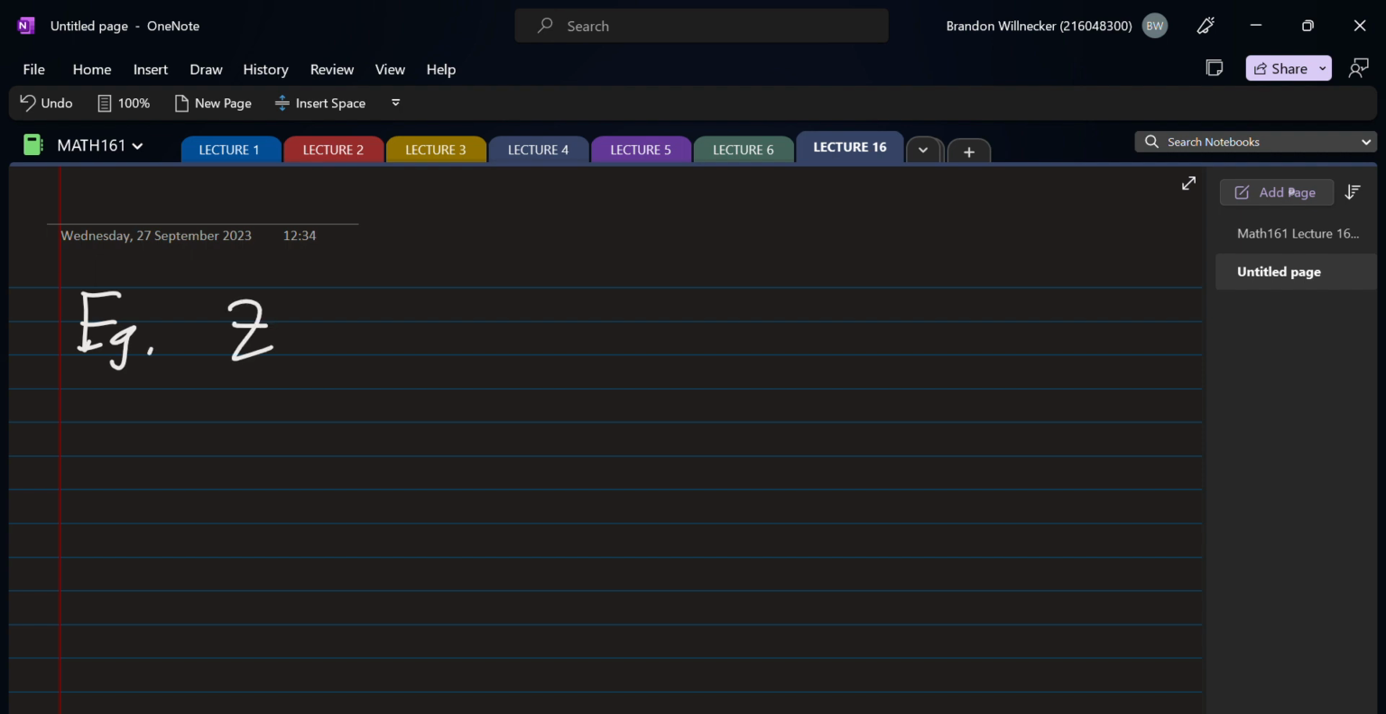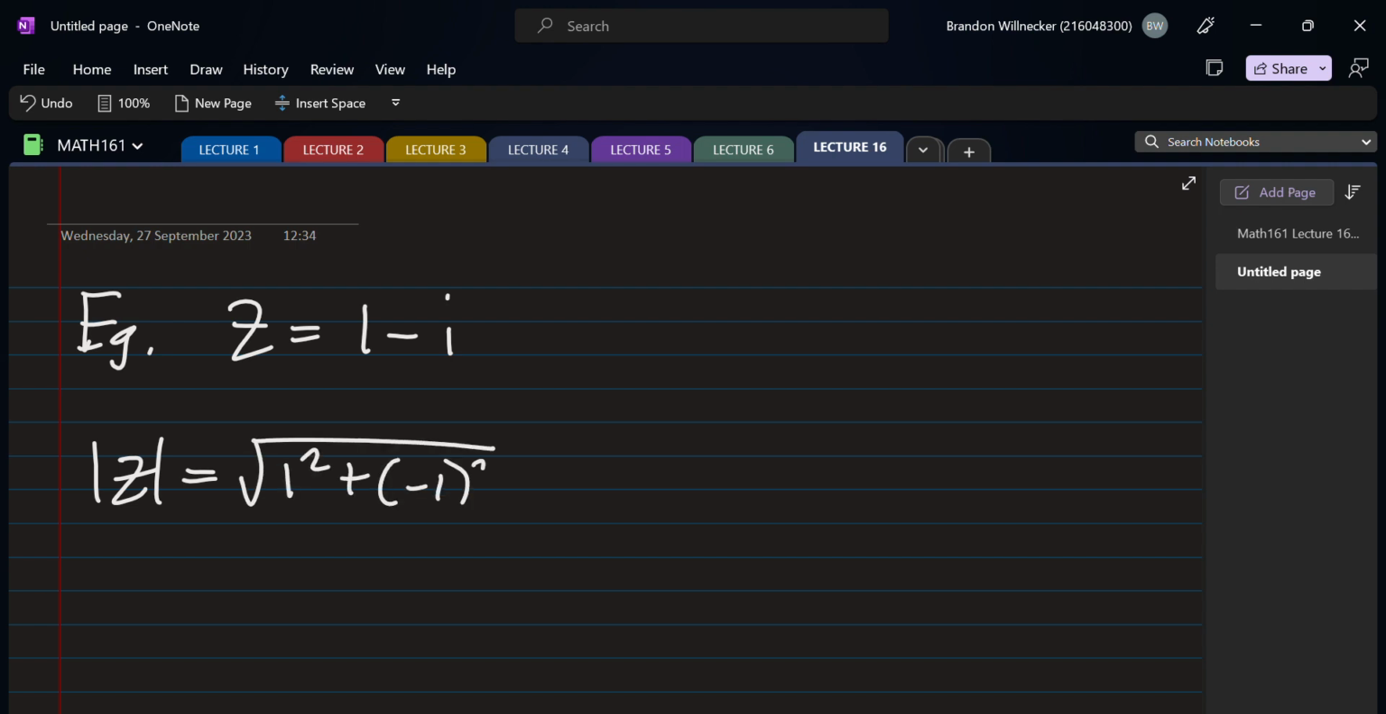Okay, so we have z is equal to 1 minus i. This is written in Cartesian form, x plus iy. We would like to write this in polar form as r e to the i theta. So the first thing we need to find is the modulus of z, or the norm of z. That's going to be root of 1 squared plus minus 1 squared. That's going to be root 2.